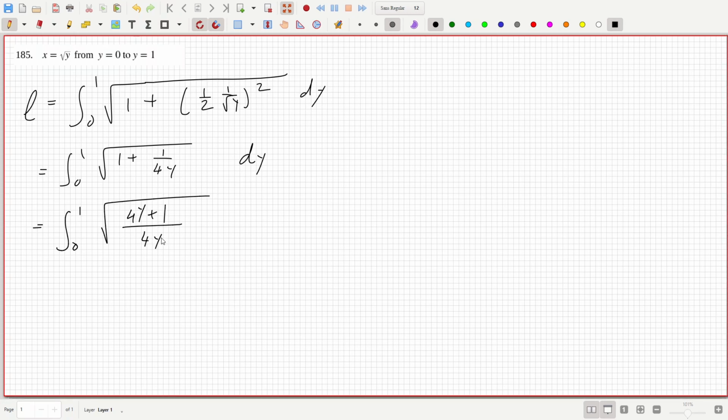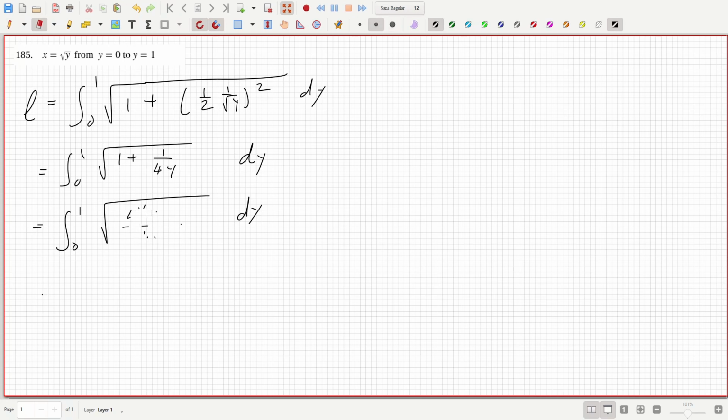Because there's no square here on the y, so I can't really see how that's helpful. Would a substitution help? It might actually. If I say u equals 4y plus 1, the top would be u. No, that would make it worse. What to do here now? What's to do here?